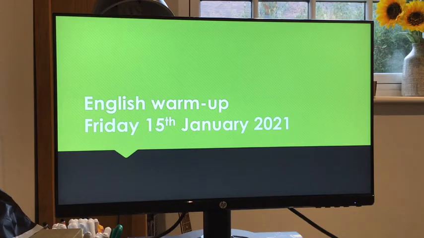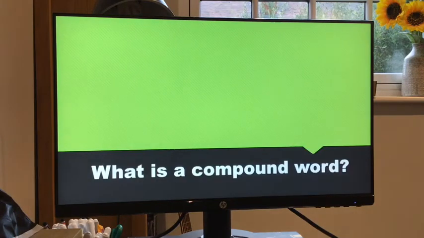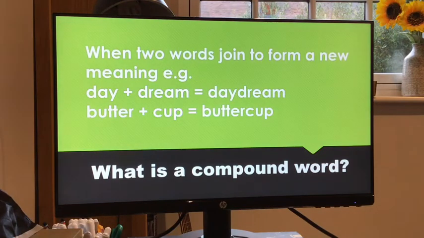Now my first question to you today is, what is a compound word? Well, a compound word is when two words join to form a new meaning. So in the first example we've got day, which we know is 24 hours, and dream, which is something that you may experience when you're asleep. If we join those two words together, we make a word with a very different meaning, a daydream.